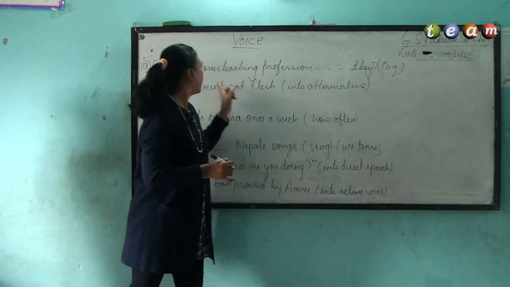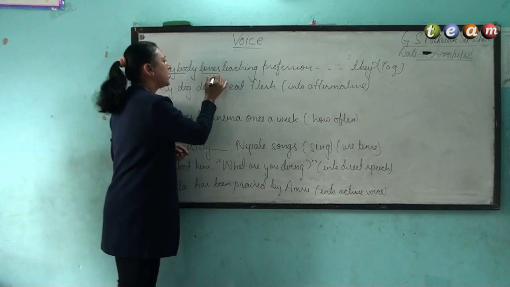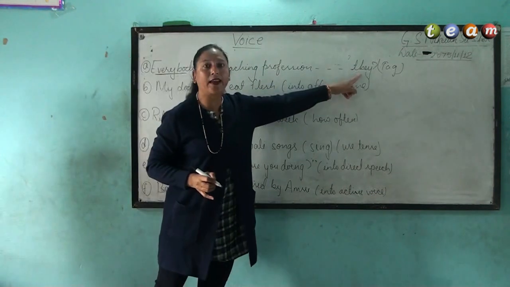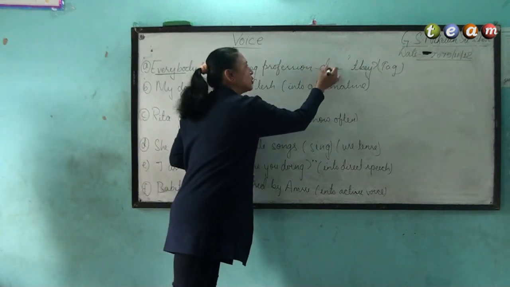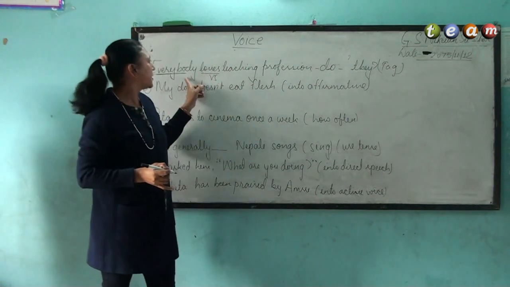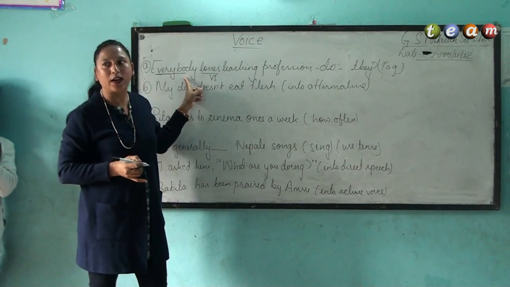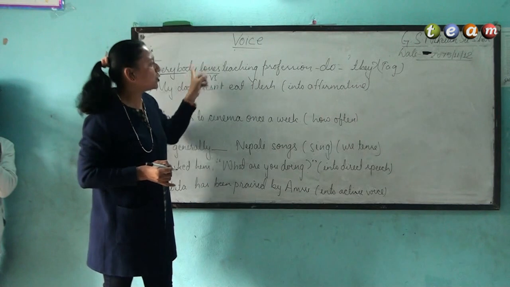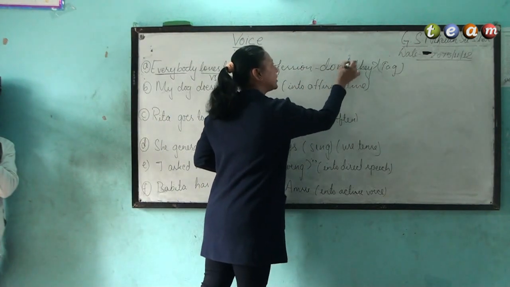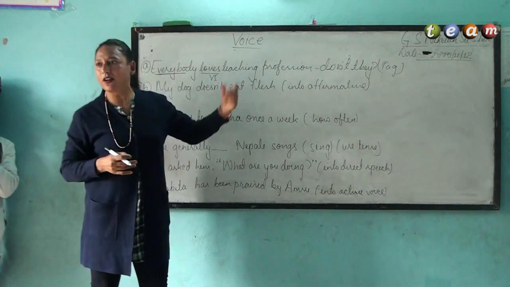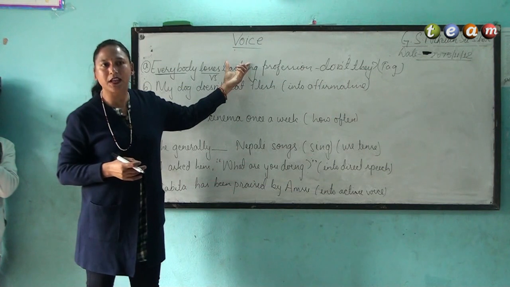Now you see, everybody loves teaching profession. Love is here, verb 5. But when we write they, we need to write do. So do is necessary here, and see the type of sentence. Either it is affirmative or negative. Which one? Affirmative. So the tag should be in negative. Don't they is the correct answer for the tag. Can you do it? This type of question comes in the exam.